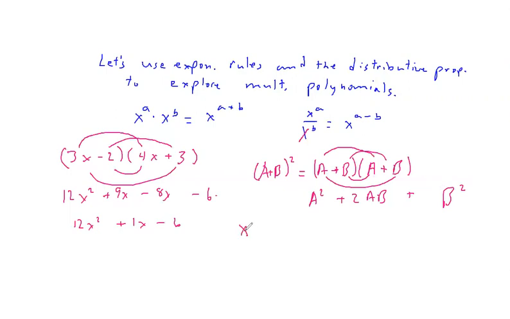So if I have 2x plus 3 quantity squared, all I have to do is square the first, which would be 4x squared, square the last, which would be 9, and then 2 times 2x times 3. 2 times 2 times 3 is 12. 12x. There we go. Okay, now we'll pick this up here in the next video.